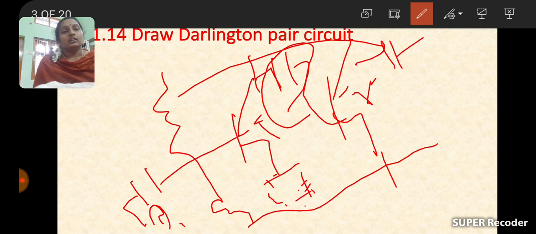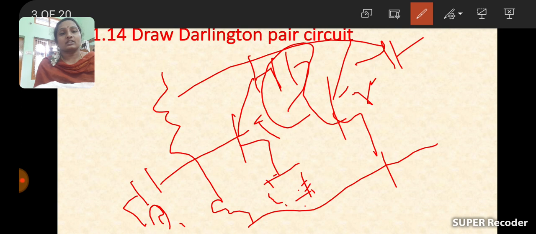In a two-stage RC coupled amplifier, how many capacitors are there? Three capacitors: Cin, Cc, and Cout. The input capacitor is used to allow only the AC and block the DC signal. The output capacitor is used to connect the pure AC output to the load, and the coupling capacitor CC is used to connect the output of the first stage to the next stage.